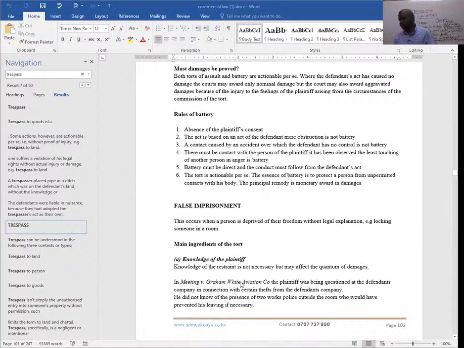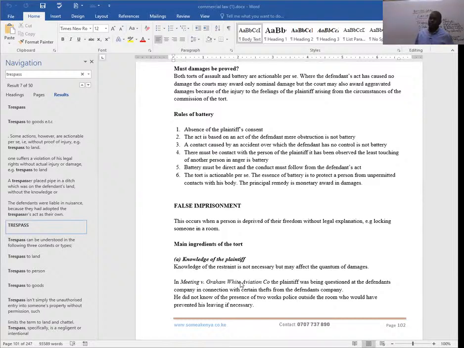So what are the rules of battery? First, absence of the plaintiff's consent. If there's no form of consent by the plaintiff, then battery will be pleaded as an action before the court. The act is based on an act of the defendant. Mere obstruction is not battery. A contact caused by an accident over which the defendant has no control is not battery. There must be contact with the person of the plaintiff. It has been observed that the least touching of another person in anger is battery. Battery must be direct, and the conduct must follow from the defendant's act. The tort is actionable per se, so there's no need to prove damage.